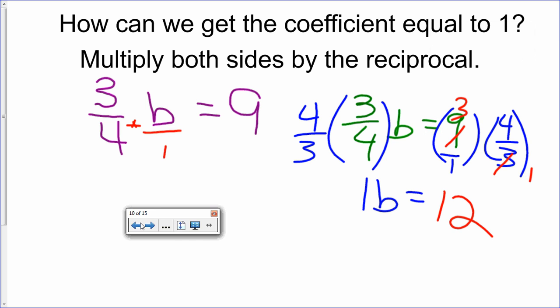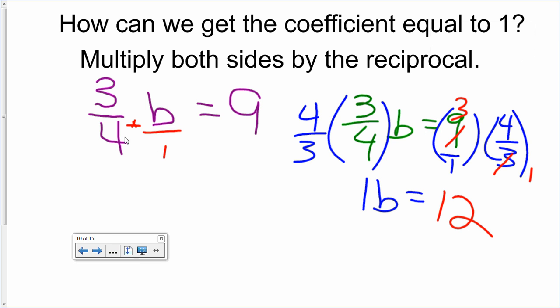Now, the fun part is always when we toss a fraction in here. 3/4 times b equals 9. In order to get this coefficient equal to 1, we want to multiply both sides by the reciprocal. So over here, we're going to multiply the reciprocal, which is 4/3, to 3/4 times b. And then because we multiply this side by 4/3, we need to multiply the right side by 4/3 as well.